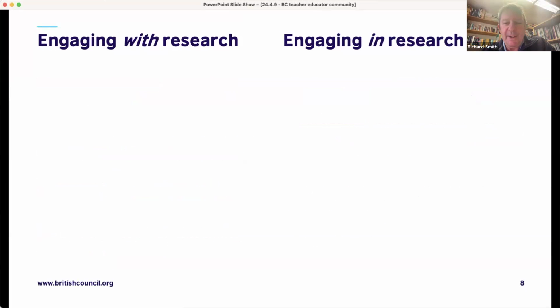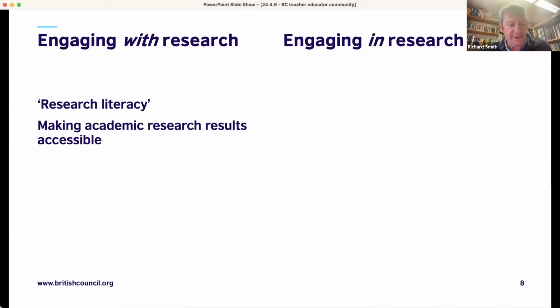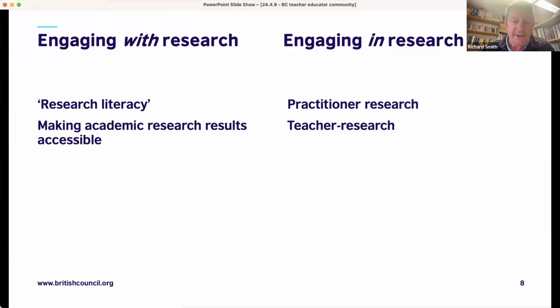So I just want to make this distinction here. We hear quite a lot these days about how teachers should engage with research, and that may be something that you do. As a teacher educator, you encourage them to read articles, etc., written by academics. But that's not what I'm going to be talking about today, because I think what's on the right is, for me anyway, more important. On the left, we hear a lot about research literacy. We hear a lot about making academic research results more accessible. Of course, they're often not accessible to teachers. But what I favor and what I pursue is engaging teachers in research, doing practitioner research, which we can define as simply as research into your own practice, which is directed by you as a practitioner.